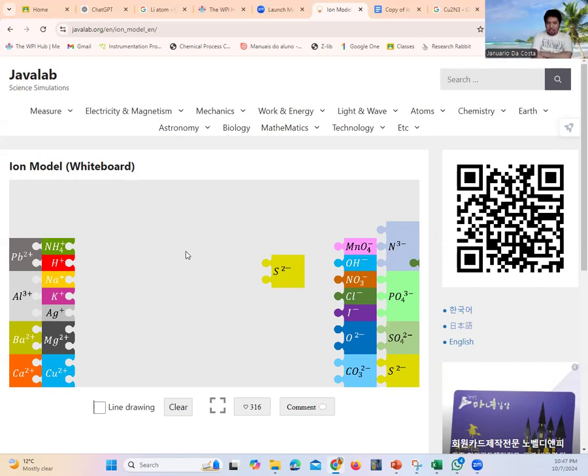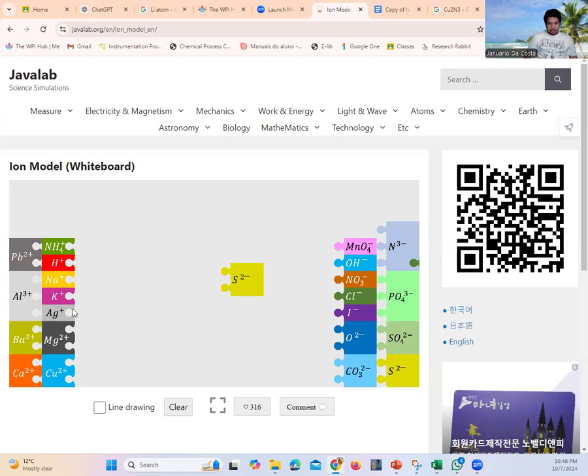All right, Rosario de Souza, can you please pick one cation? Magnesium. Oh, magnesium, for example. Now magnesium is plus 2, sulfur is negative 2, so magnesium and sulfur perfectly fit.